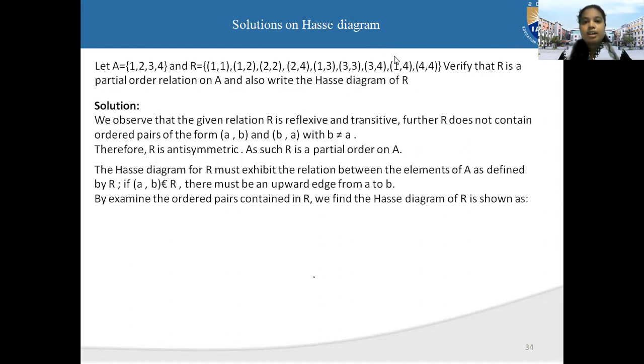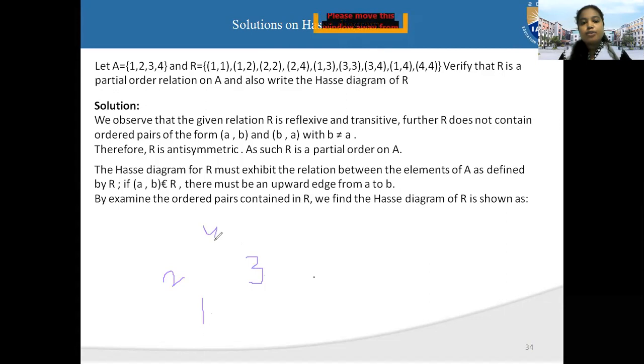Okay. So here, how to draw the elements? First, you have to put 1. Next, you have to put 2. Next, you have to put 3. Next, you have to put 4. There are 4 elements in this set, right? So here we need not show the reflexive loops, right? So you have to remove this.